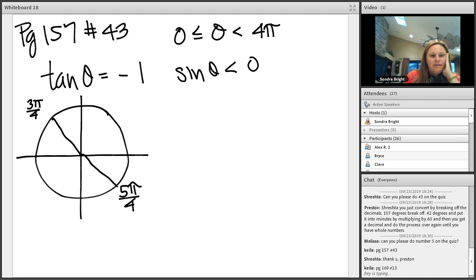So if you were ignoring the whole sine of theta is less than 0 and just answering for when is tangent of theta equal to -1, and if you were on just one revolution around the circle, from 0 to 2 pi, your answers would be 3 pi over 4 and 5 pi over 4. But the fact that they gave you sine of theta is negative means you're going to ignore this one because your sine is positive there.